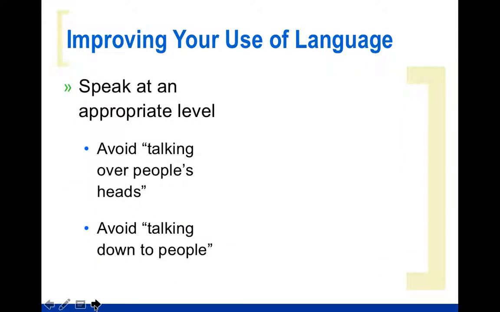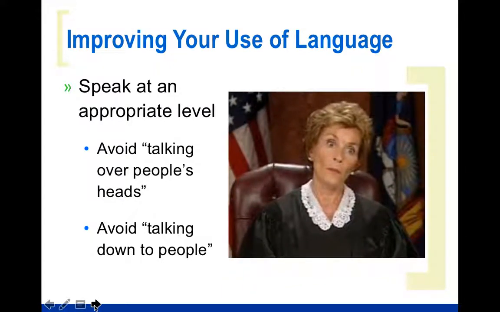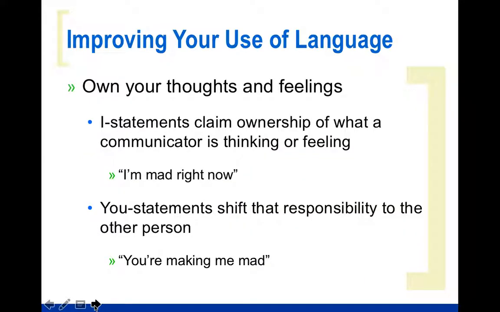How do we improve? Speak at an appropriate level. Avoid talking over people's heads and avoid talking down to people. You've got to gauge this. You're going to be in situations where sometimes you're the expert on a conversation. Don't talk over people's heads. Don't talk in a way or share information in a way that nobody's going to understand, and don't talk down to people either, like, "Oh, well, I'm the expert. I'm better at this. I know this better than you." So avoid these things. Don't be like a Judge Judy. She's the master of this. She's always talking down to people.